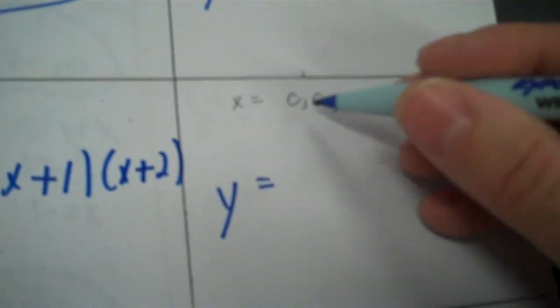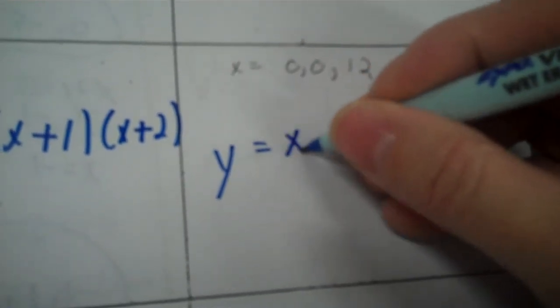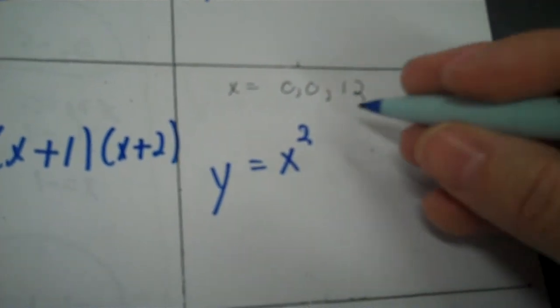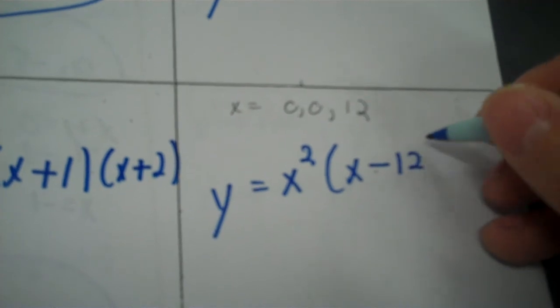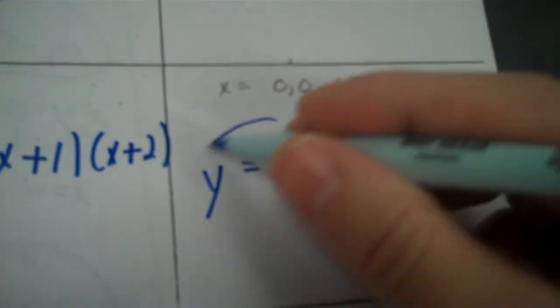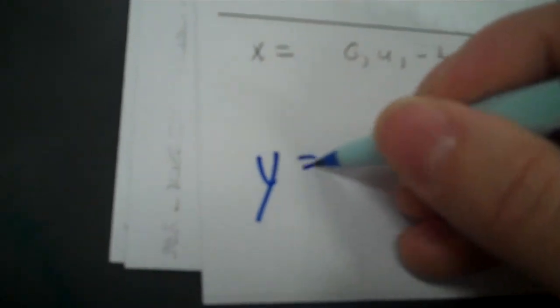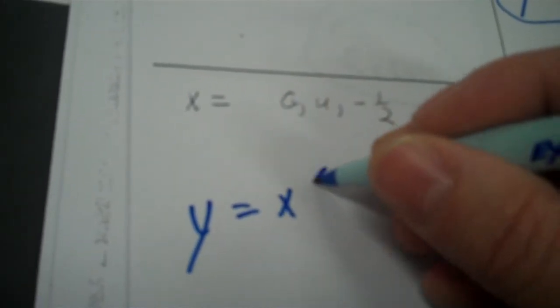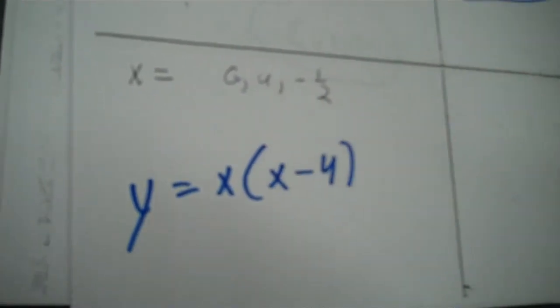y equals, now I don't make parentheses for 0, okay? I put an outside x, but there's 2 of them, so it'd be x to the second. And then a parentheses, x minus 12. Now the last one. Remember, if you have 0, you don't put a parentheses, you just put outside x. It's the only one you have, so no power. x minus, and then 4.